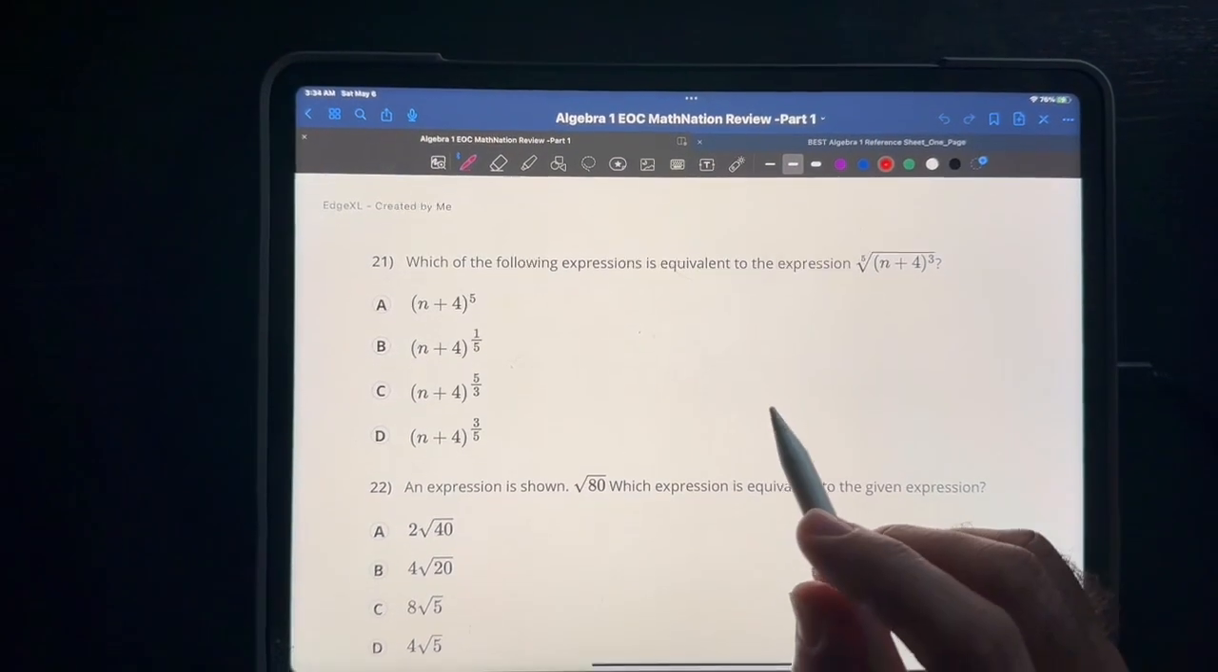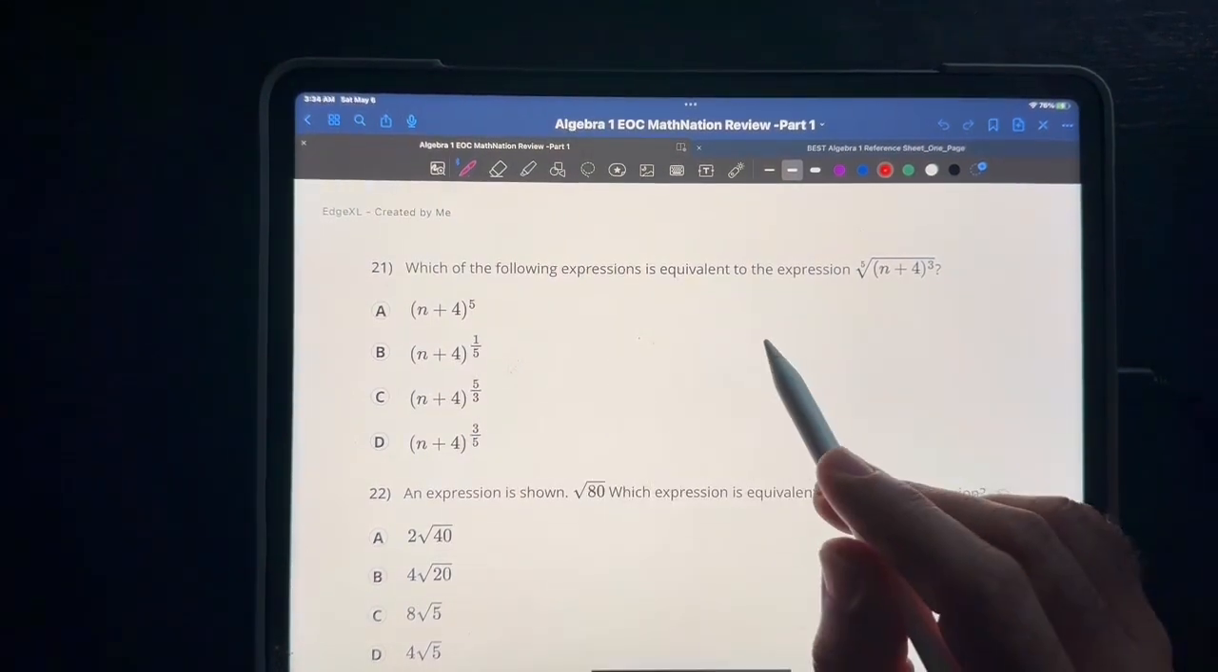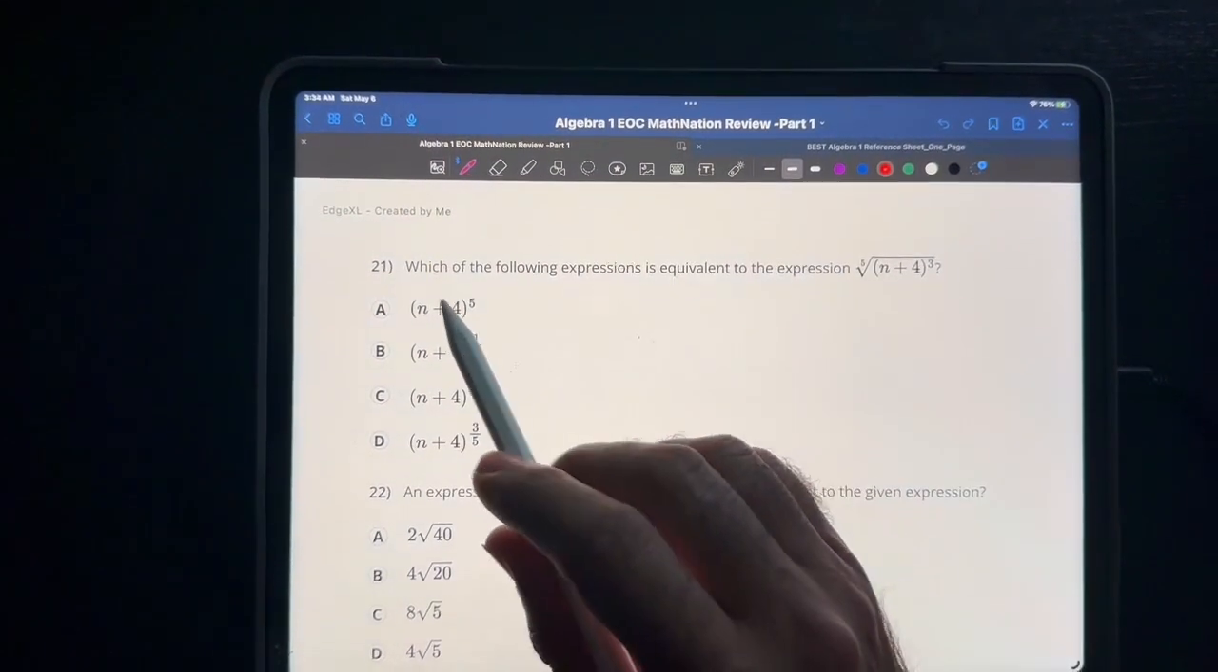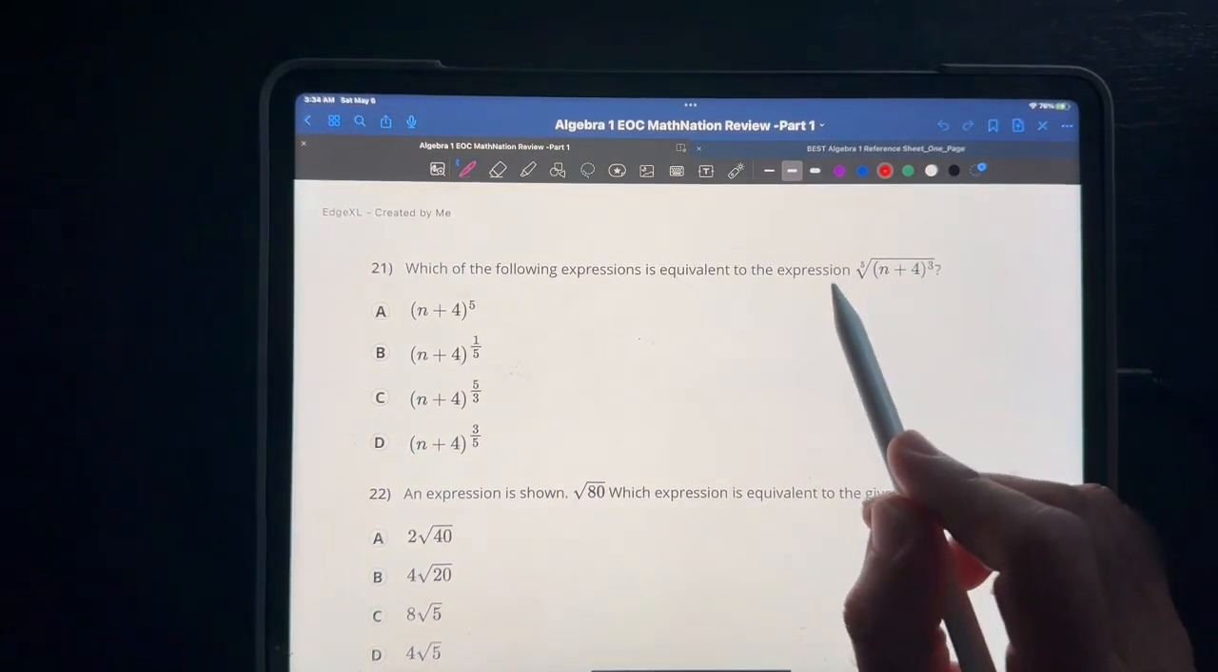All right, guys, so this is the second part. So I'll be doing questions 21 through 40. So 21, which of the following expressions is equivalent to this?